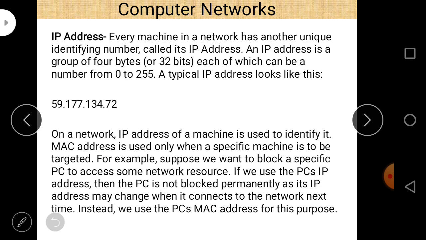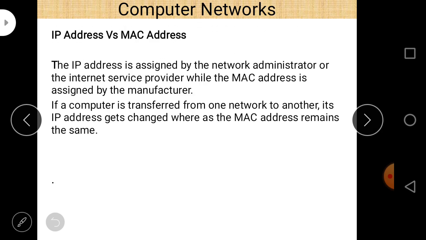Second is IP address. IP address is a logical address, and IP address is basically provided by the internet service provider or network administrator. And IP address can also be changed. When we move a computer system from one network to another, the IP address can change. But during this time, MAC address cannot be changed. So MAC address is a permanent address of a computer system, and IP address can be different in different networks.